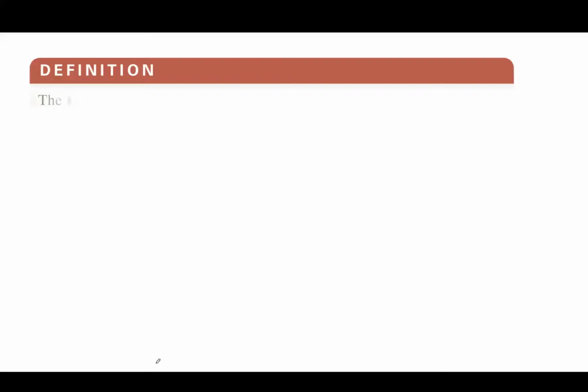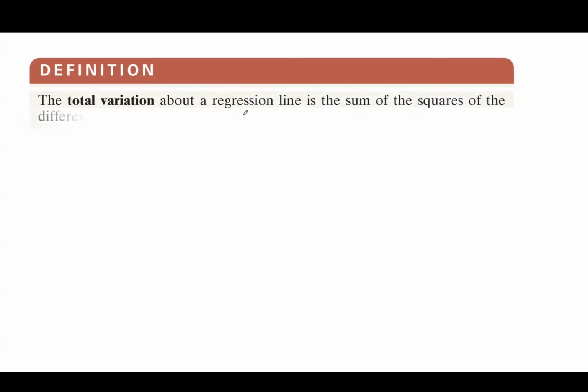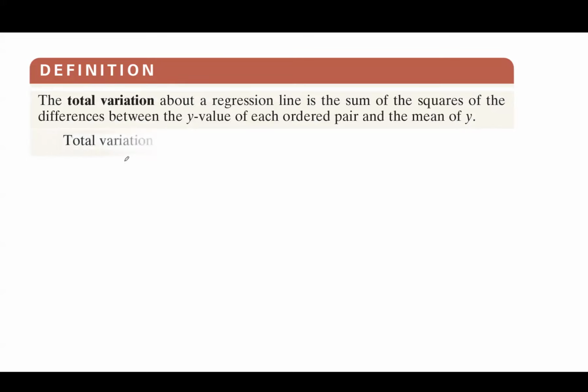Let's go over a few definitions. The total variation about a regression line is the sum of the squares of the differences between the y value of each ordered pair and the mean of y. The total variation can be formulated as the summation of yi minus y bar to the second power.